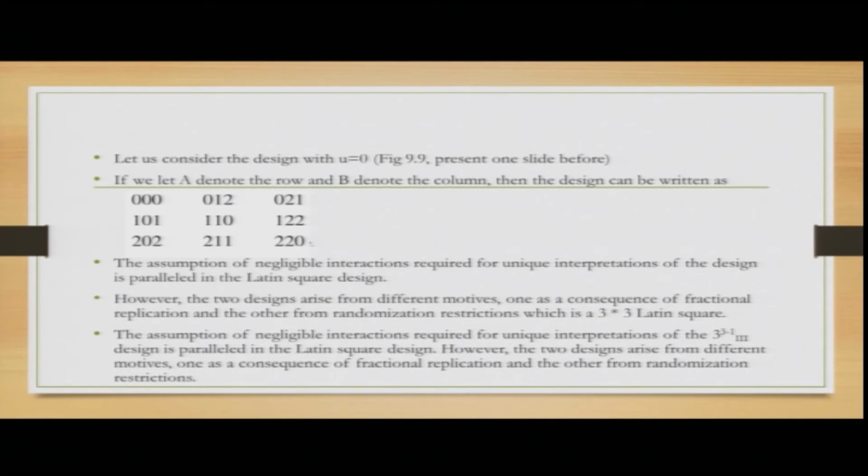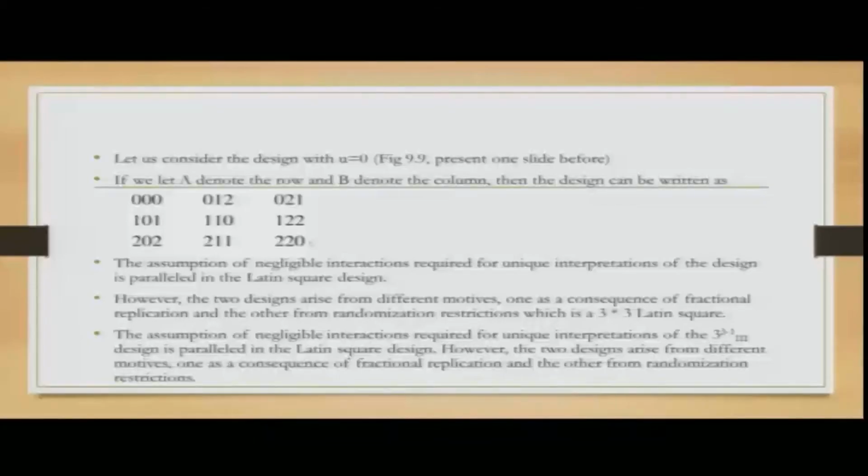0 2 1, I will just repeat it, is low, high, medium, corresponding to A, B, C. Then 101, 110, 122, 202, 211 and 220. The assumption of negligible interactions required for unique interpretation of the design is parallel in the Latin square design structure which we have done. However, the two designs arise from two different motives.